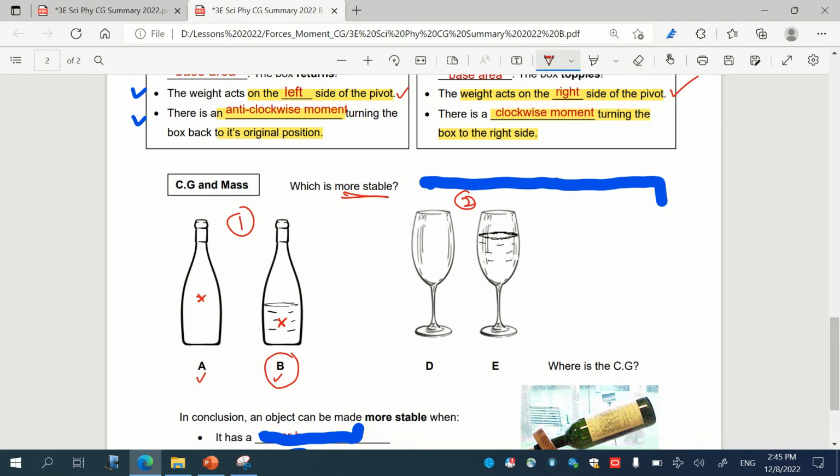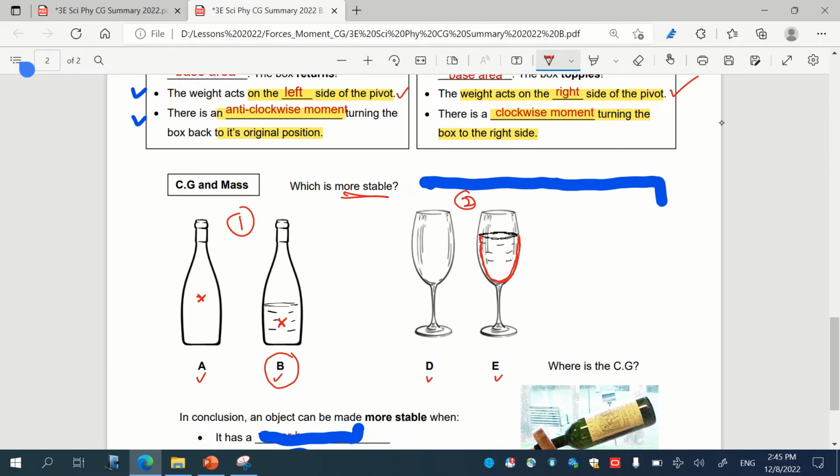This one is another interesting question that I came across. Wine glass, when it's filled with wine, the liquid is filled up at the top here. Yes. Now compare D and E. Which one is more stable? What do you think the answer is? Is it when it's empty or when it is filled? Okay, think about the location of the CG.